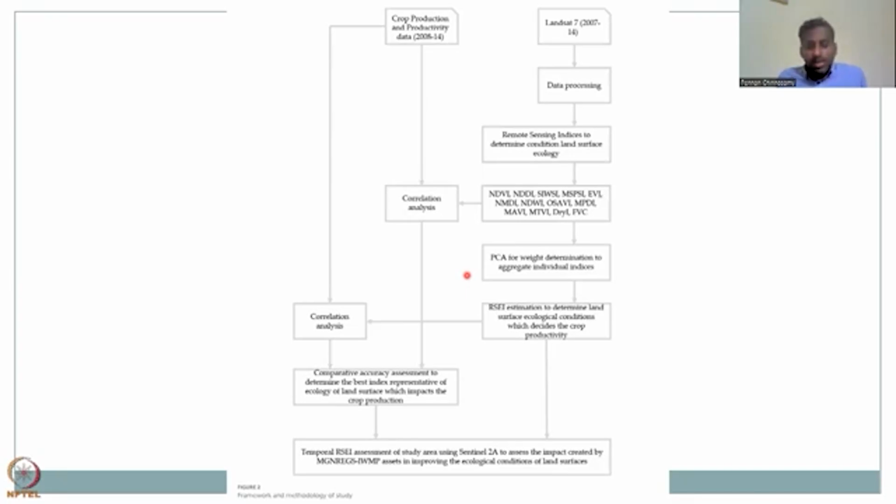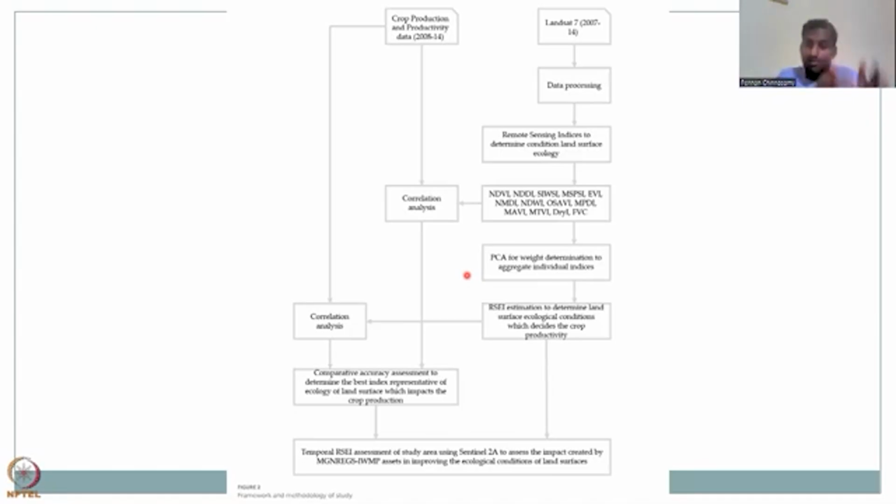So that PCA exercise was done. Then the RSI estimation was done to determine land surface ecological conditions, which decides or impacts the crop productivity, and then goes to correlation analysis.